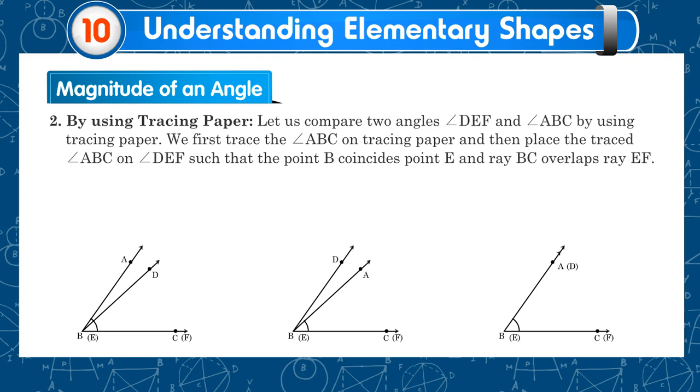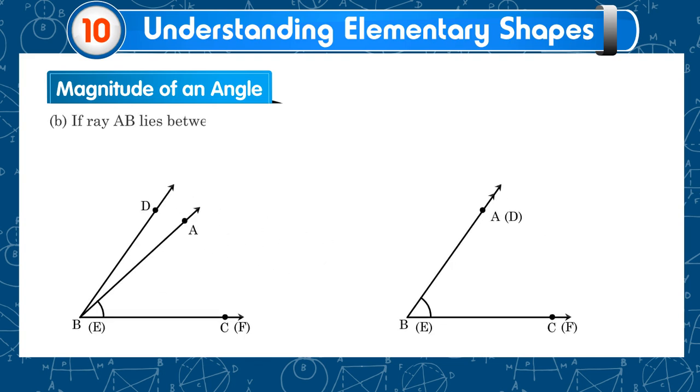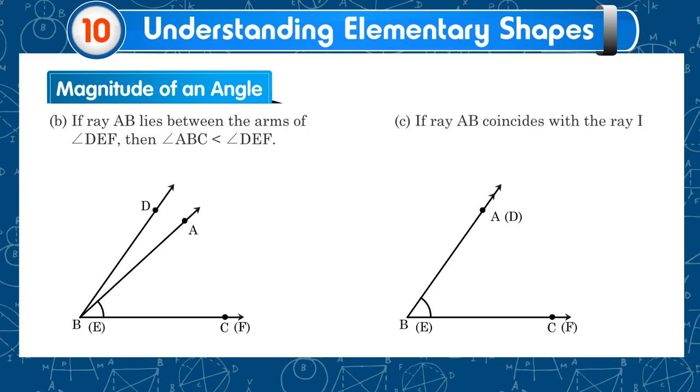Now, there can be three possibilities. If ray BA lies beyond the ray ED, then angle ABC is greater than angle DEF. If ray BA lies between the arms of angle DEF, then angle ABC is less than angle DEF. If ray BA coincides with the ray ED, then angle ABC is equal to angle DEF.